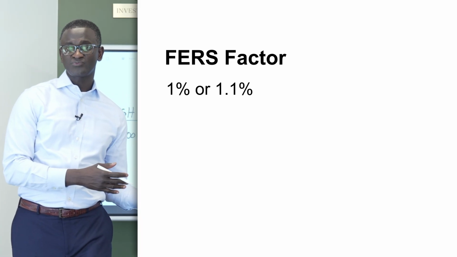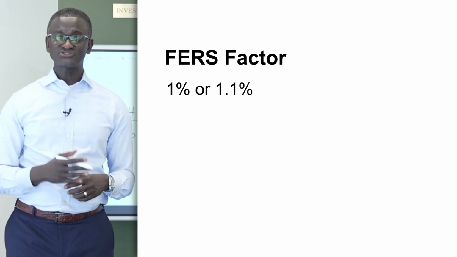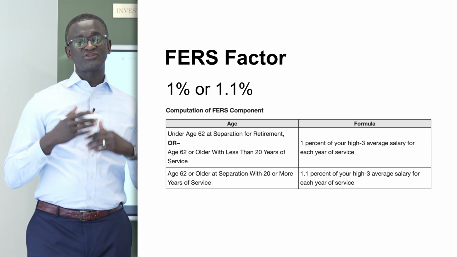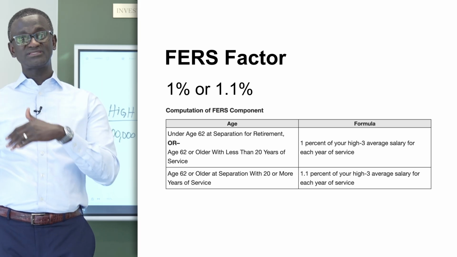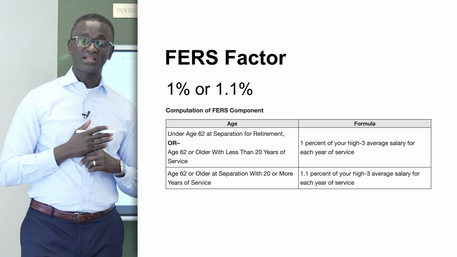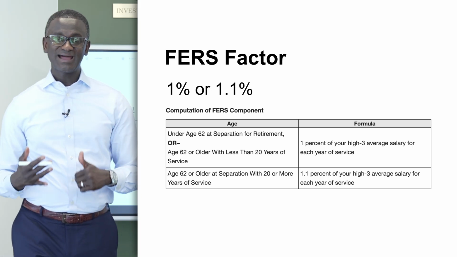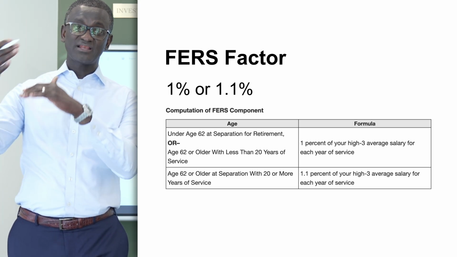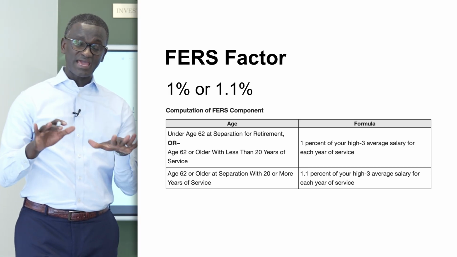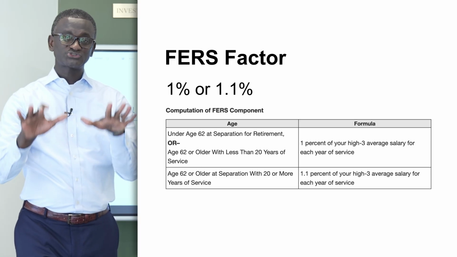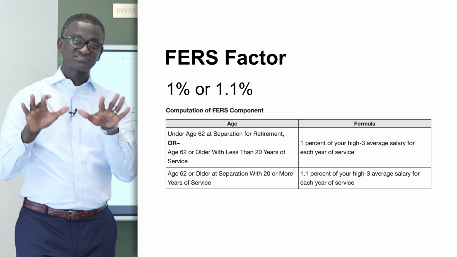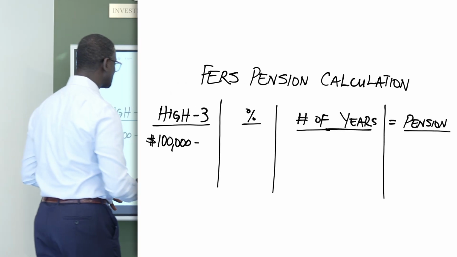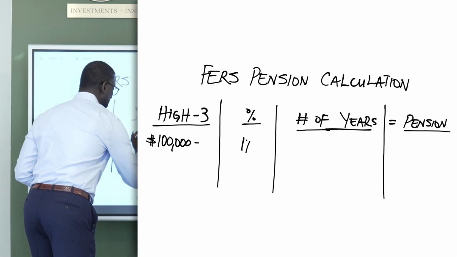And what makes it 1% or 1.1%? It depends on when you retire. If you're eligible to retire, but you don't have age 62 and 20 years of service, then your calculation is going to be 1%. If you retire at age 62 and you have 20 years of service, then your pension is calculated at a 1.1% calculation. So in this scenario, for basic math, let's assume that this individual doesn't have age 62 and 20 years of service, but they're eligible to retire. So we're going to say their percentage is going to be 1%, okay?